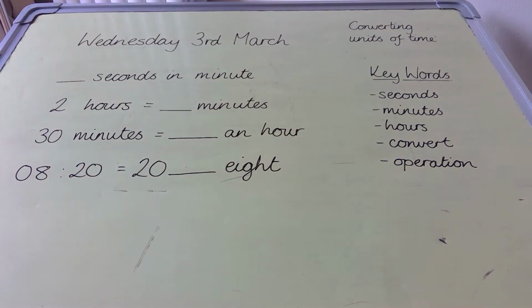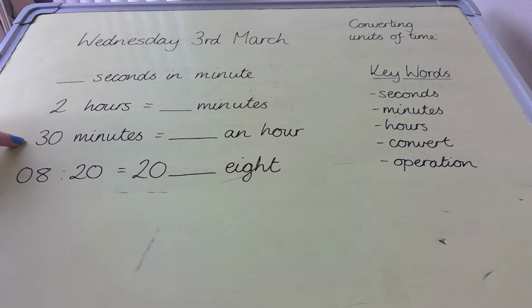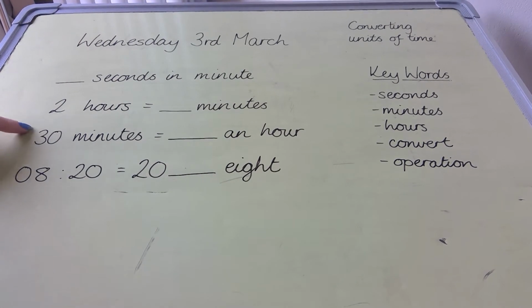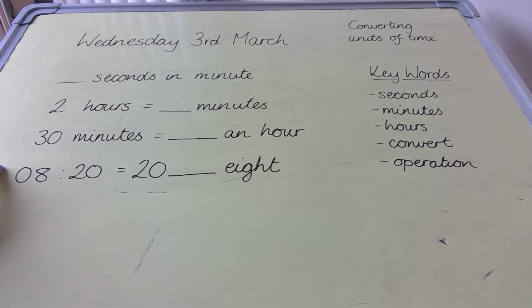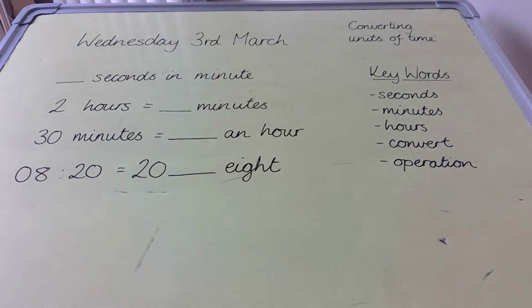Okay, so we're going to start off with this activity where we're looking at how many minutes are in an hour and vice versa. So we've got how many seconds in a minute. We've got 2 hours is the same as how many minutes. 30 minutes equals an hour. So think about that. You might want to use a word for that one. And then down here, we've got digital time converted into analog worded to just catch up and remind ourselves of what we've been looking at for the past couple of days.